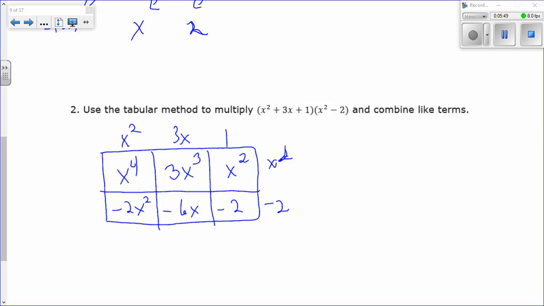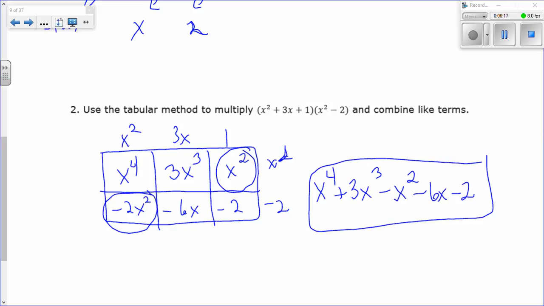Now, in this case, my diagonals don't line up for like terms, but I only have one pair of like terms, and it's just those two boxes. So my actual answer is x to the 4th, and then plus 3x cubed. I have a negative x squared and a positive x squared, so I have minus x squared, then minus 6x, and minus 2.